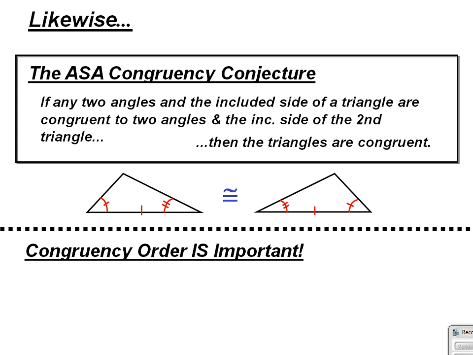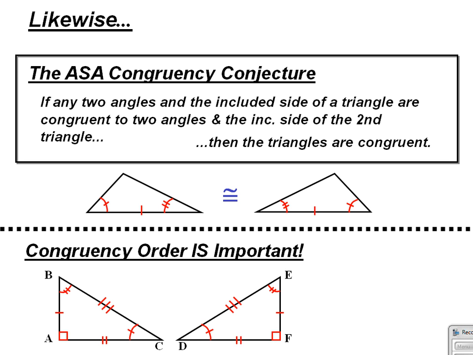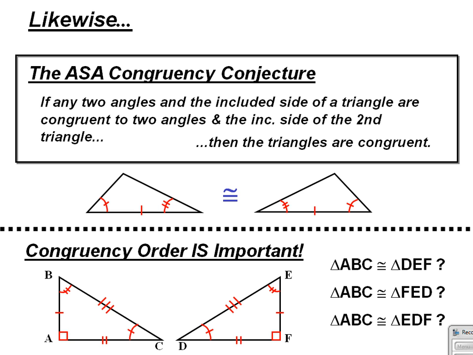Congruency order is important. Let's say that we're given these two congruent triangles, and we're supposed to create a congruency statement that shows that the two triangles are congruent. How do we list the points for the two triangles? Let's say that I list the first triangle as triangle ABC. Well, how do we list the order of the points in the second triangle? Is it DEF? Is it FED? Is it EDF?